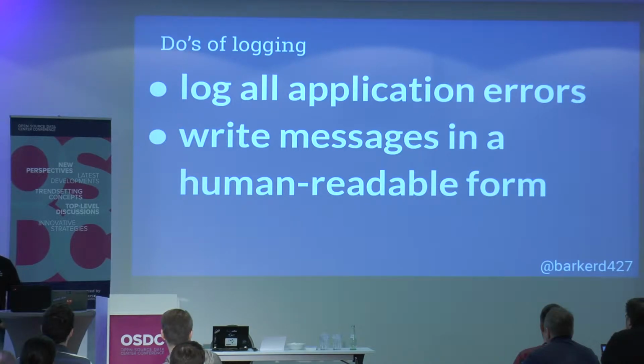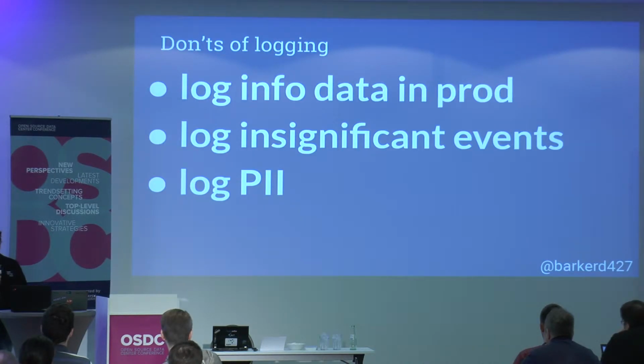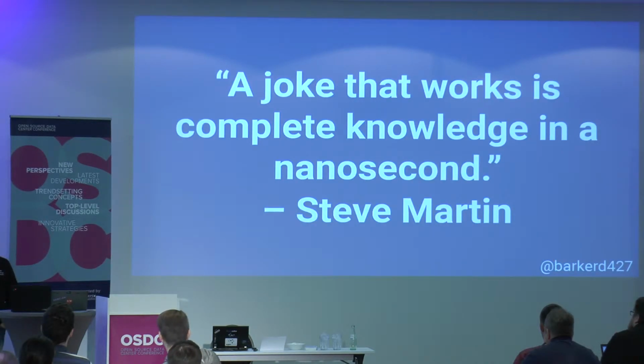Log all application errors. If you're handling an error in your application, you should probably tell someone that happened. And you should write these in human readable form. There's nothing worse than being an operator and getting a message that is cryptic when you're trying to fight an outage. Do not log info and debug in prod. Informational messages, warnings, things like that are not useful in prod and will overflow your system very quickly. Don't log PII. I see everybody do that for some reason.